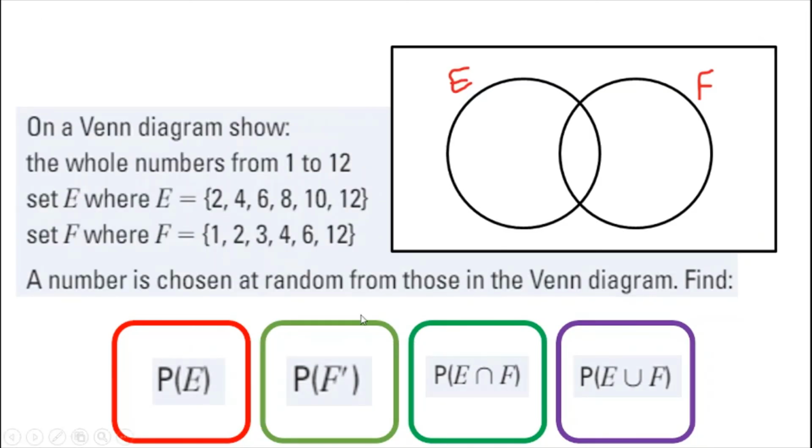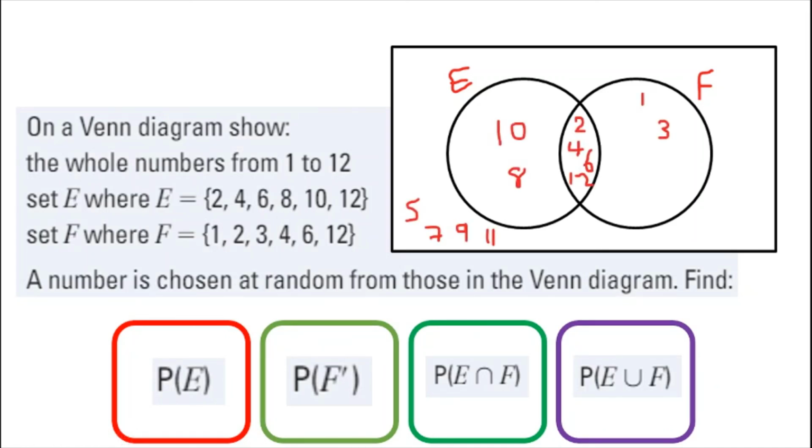On this one, sort the whole numbers 1 to 12 onto this diagram. Set E is 2, 4, 6, 8, 10 and 12, even numbers. And set F is 1, 2, 3, 4, 6 and 12. So you start by sorting all of the numbers 1 to 12 onto the diagram and then work out the probability of these 4 sets. So pause it, take your time. I would unpause it to check you've got your Venn diagram right before you move on to the probabilities.